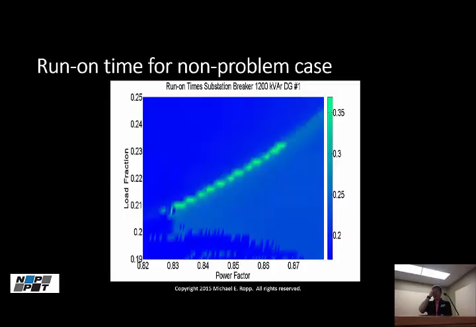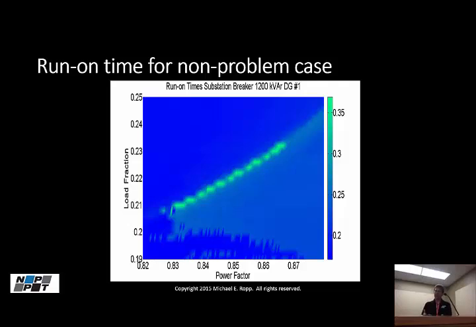I want to show you a couple of cases. These are specific case studies that we have worked with at NPPT. What you're looking at here is, you can think of it as a thermal plot. It's a surface plot, but you're looking at it straight down the z-axis. On the x and y axes down there, you see it says load fraction and power factor. And you can think of those as basically being the real and reactive power mismatch. And then you see there's a color scale that talks about the run-on time.